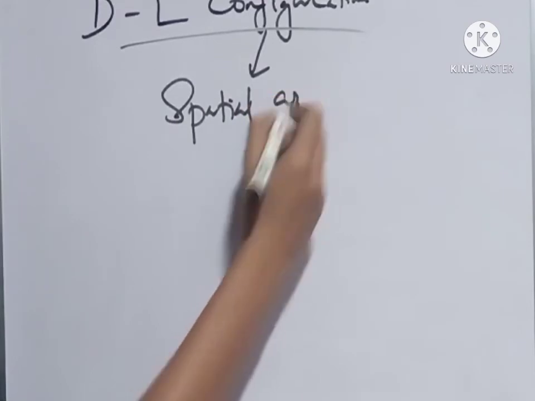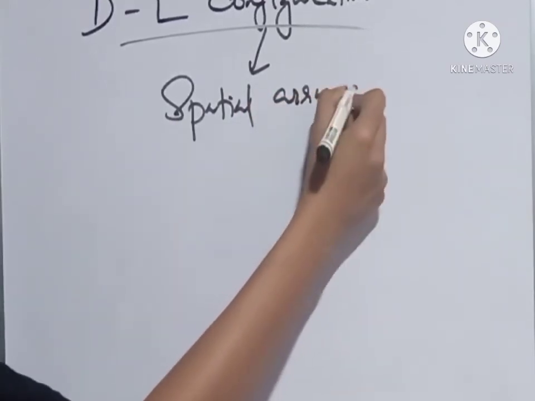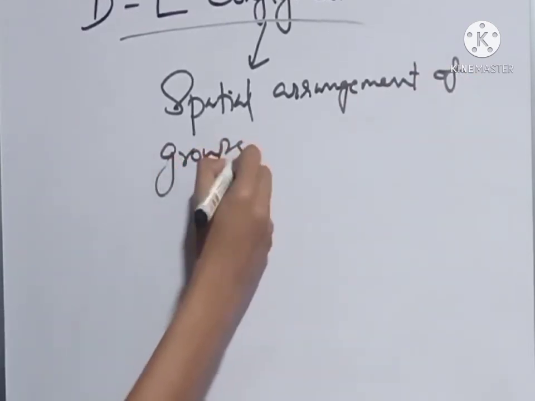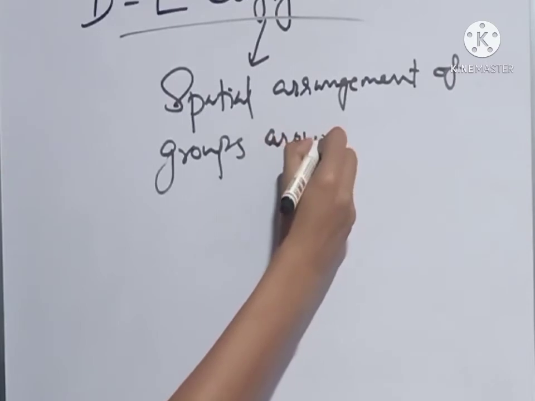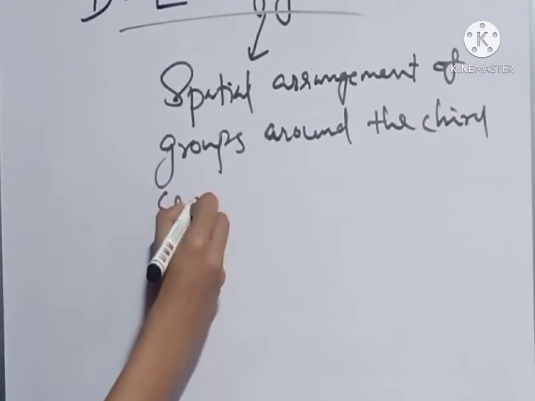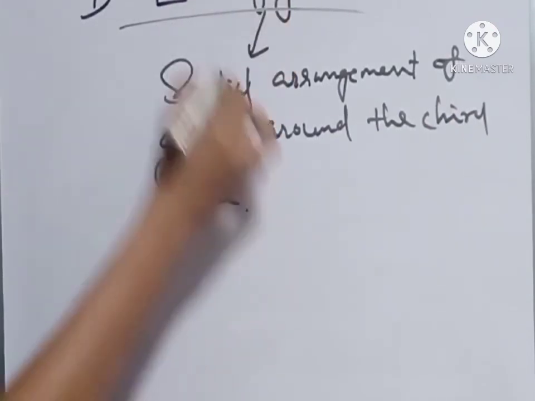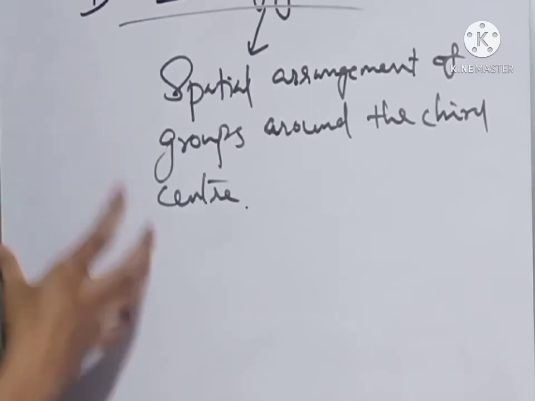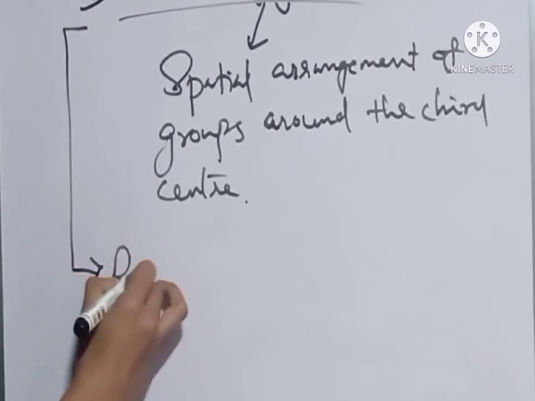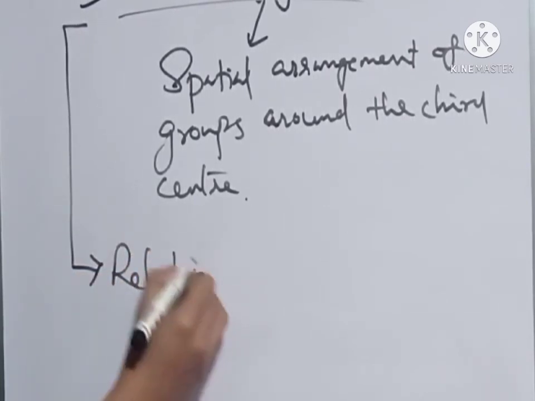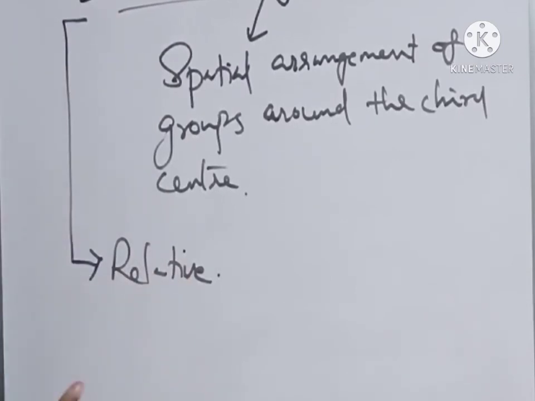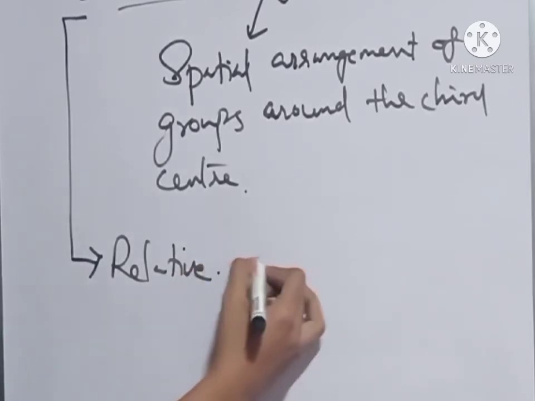So spatial arrangement of groups around the chiral center is known as configuration. D and L configurations are actually relative configuration. That is, these configurations are represented by comparing the molecule with the glyceraldehyde.